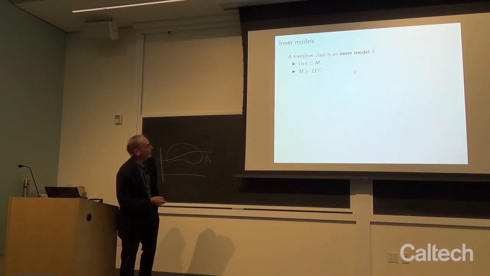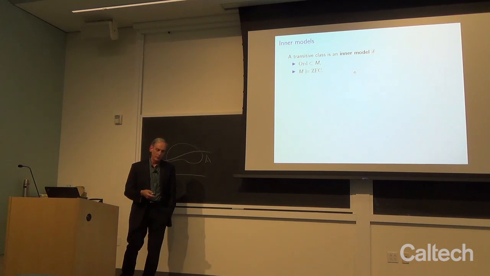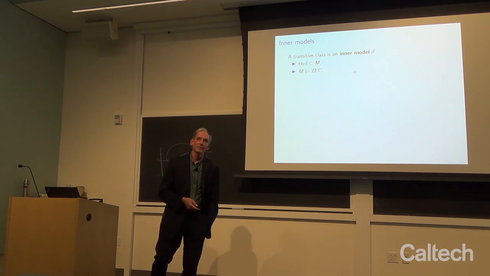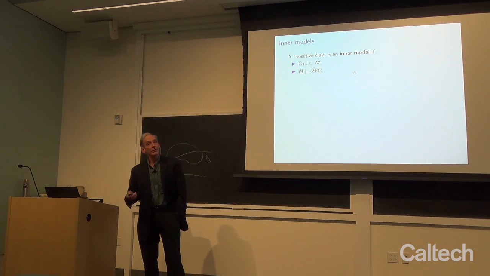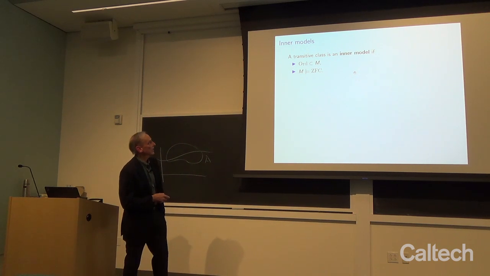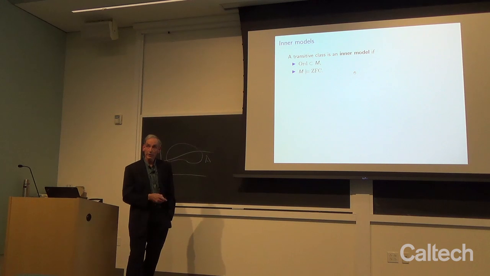Now, a transitive class. We want to talk about transitive classes, but how do you talk about classes when we're supposed to be talking about sets? We talk about definable classes, just like you talk about the set of prime numbers in number theory, even though that set is not a number. So a transitive class is an inner model if it contains all the ordinals and all of the axioms of ZFC hold in that class, when interpreted in that class.